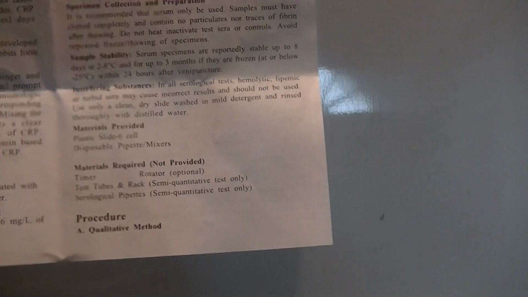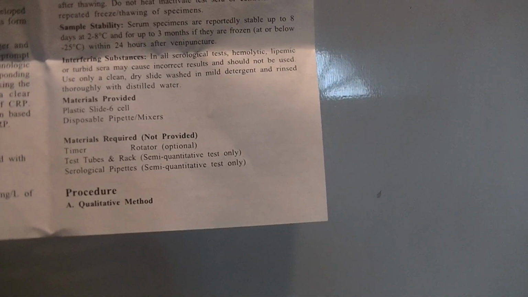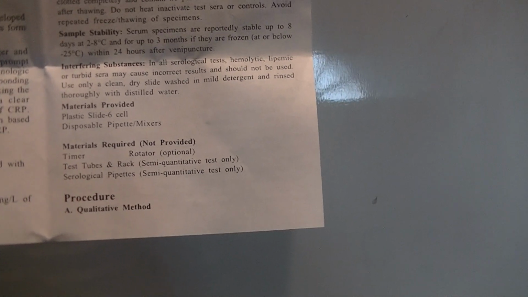Next, there may be situations where a person has a very, very high level of CRP and a dilution may need to be made. So there's always a buffer in the kit that should be used for making dilutions. Then there are the materials that are provided in the kit, and materials that you will also need. We will always need a timer because a test will need to be performed for a certain amount of time.